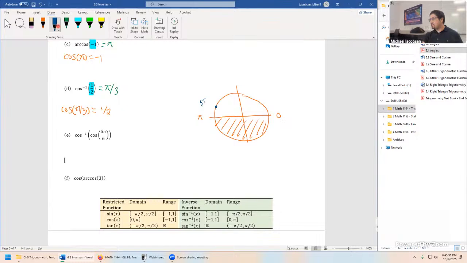Here's 5 pi over 6. It's in the domain of the cosine function. It's in the range of the cosine inverse function. So cosine inverse with cosine, this one uses a cancellation law for inverse functions. We can cleanly just cancel those out, right? And the output is just 5 pi over 6. If it said 7 pi over 6, then that would have been the trickier problem. But any questions at all, folks, getting through part E?